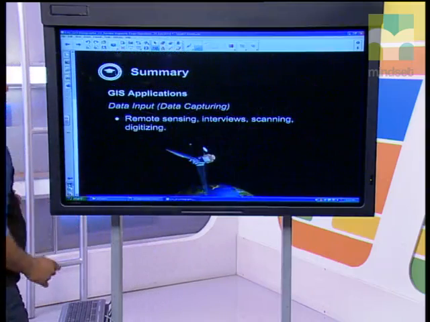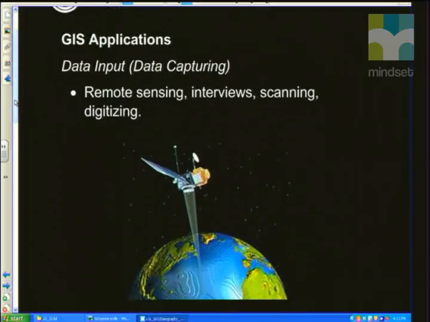Let's move on. Now we're going to look at the actual data collection. The data collection is dependent on aspects such as remote sensing, interviews, scanning, and digitizing. Let's look at these terms closely.